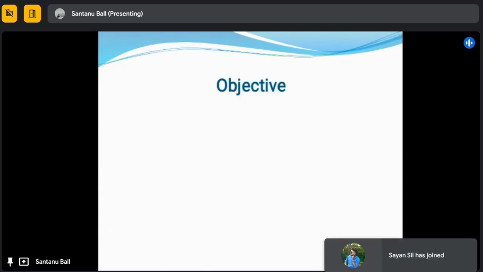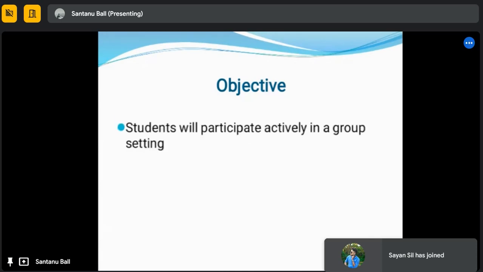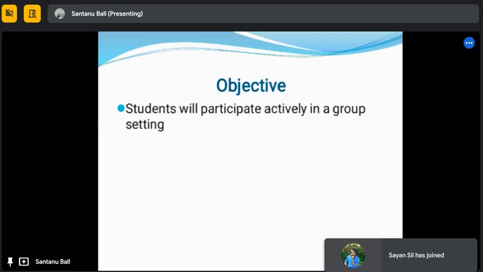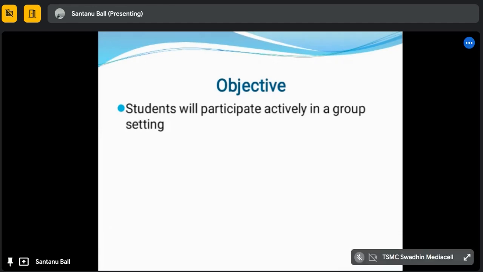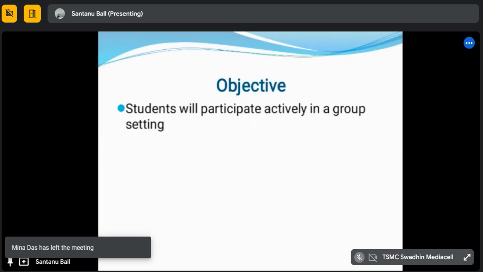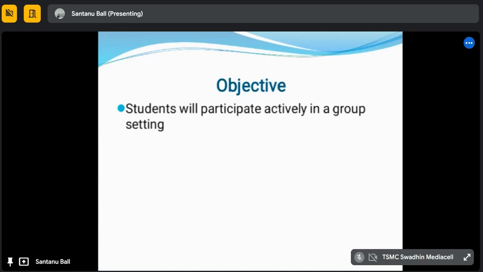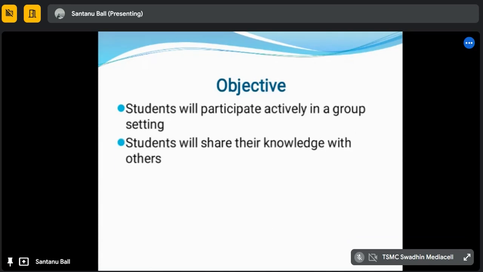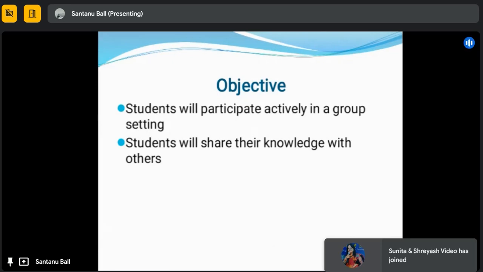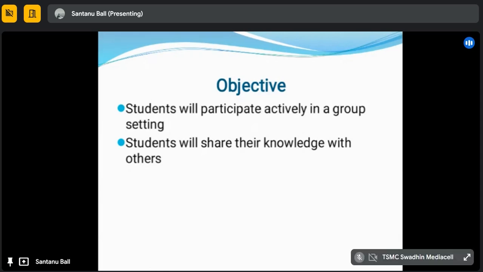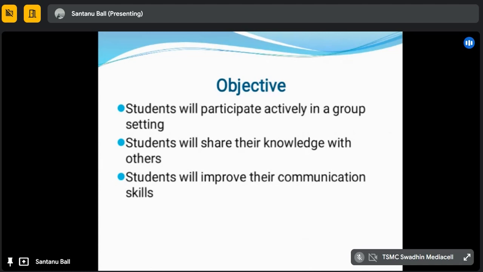Now the slide is all about the objective of a group discussion. The first point I want to highlight is the student will participate actively in a group setting. Now, the second point I want to focus on is the student will share the knowledge with others. Obviously, in my upcoming slide, I will discuss all these things. Now, the next point is the students will improve their communication skills. Obviously, this point is very important, the communication skills.